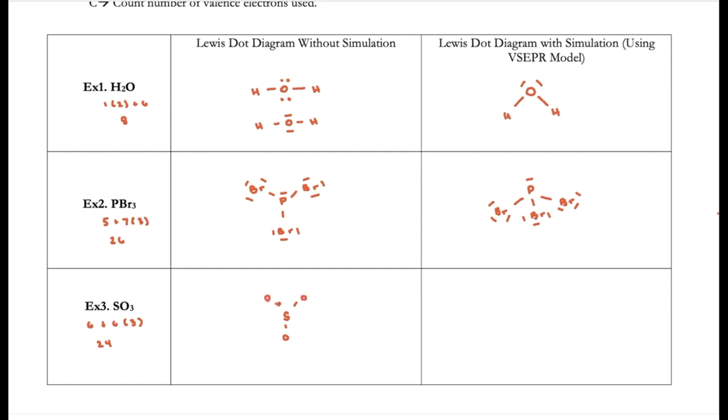So 8 valence electrons, 2, 4, 6, 8, 2, 4, 6, 8, 2, 4, 6, 8, and then 2, 4, 6. I need a lone pair on top for sulfur. Before I jump the gun and draw it using the simulation, let's count the total number of valence electrons. 2, 4, 6, 8, 10, 12, 14, 16, 18, 20, 22, 24, 26. Oh no, I'm using too many electrons.